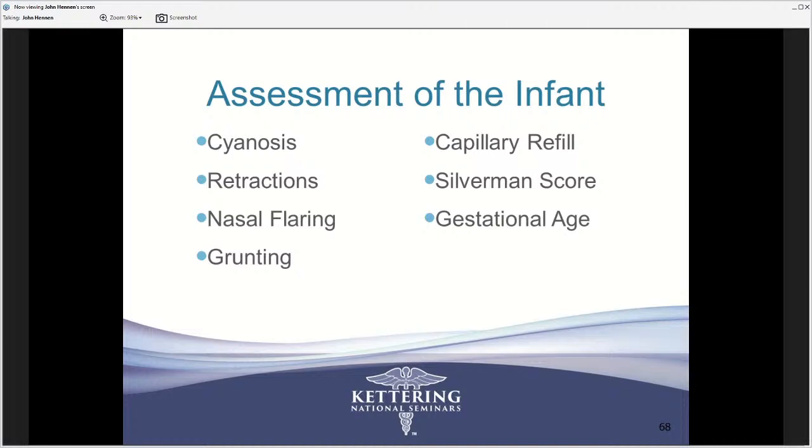Letter K, the Silverman score. Just need to know what it is. You don't need to know how to score it. That's assessment for respiratory distress. And letter L, gestational age. Number 1, the Dubowitz or Ballard method. You don't need to know how to calculate on this test. You don't have to calculate gestational age, but you do need to know how gestational ages are calculated. And they are calculated by either the Dubowitz or the Ballard method. And we describe those down there if you want more information about that.